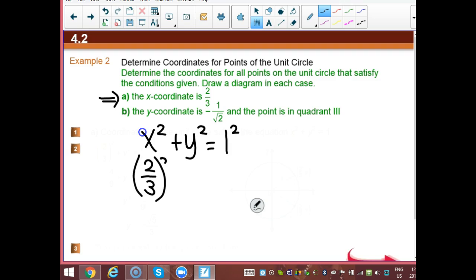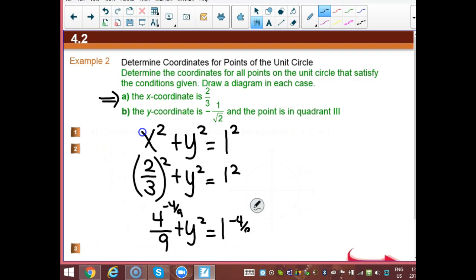So we can plug that in by going 2/3 squared plus y squared is equal to 1 squared. Okay, so 2/3 squared, that just means 2 times 2 is 4, 3 times 3 is 9, plus y squared is still equal to 1 times 1 is 1. Okay, so we want to get y by itself. So we'll subtract the 4/9 over here and we'll subtract it on this side.